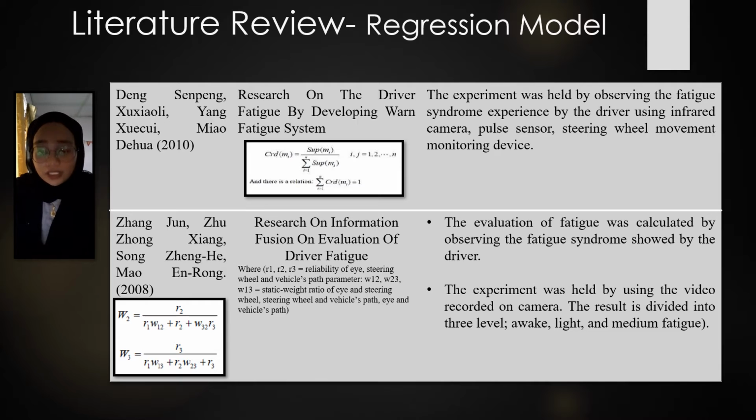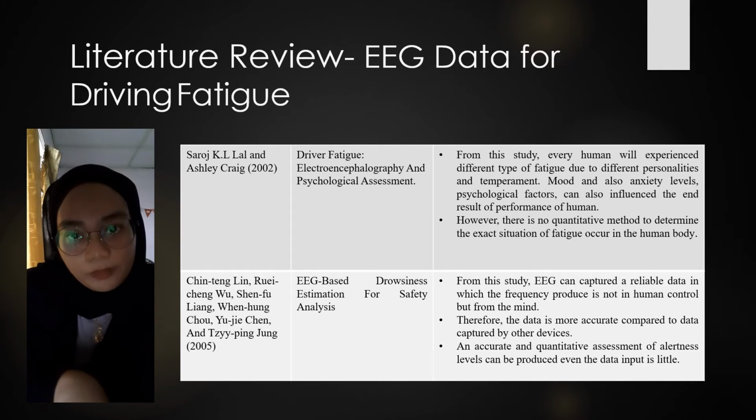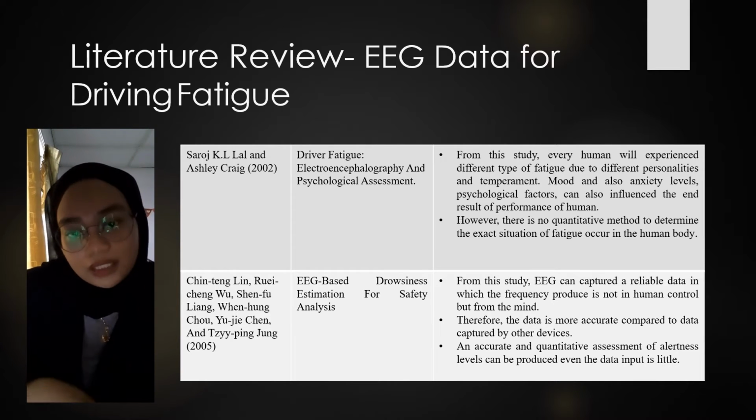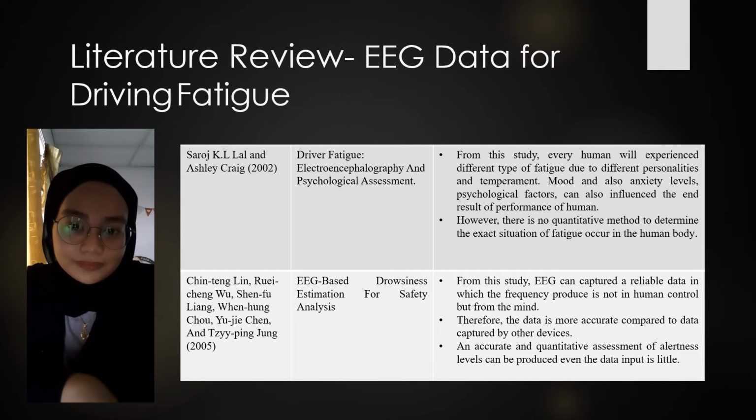Next slide shows the literature review. Both of the articles show the development of a regression model by using experiment, but only using the camera, not by the simulation. Meanwhile, on this slide, there are two articles that use EEG but produce only qualitative evaluation, not quantitative evaluation.